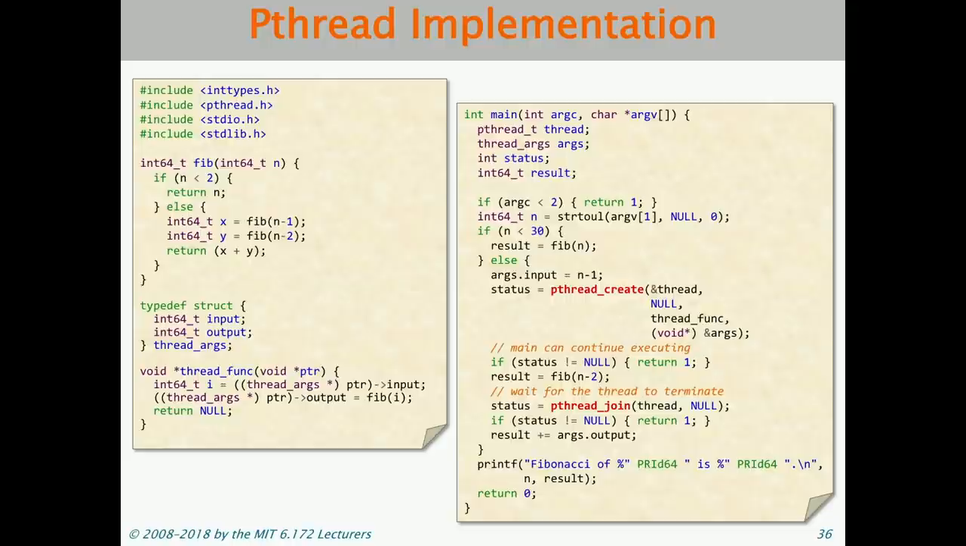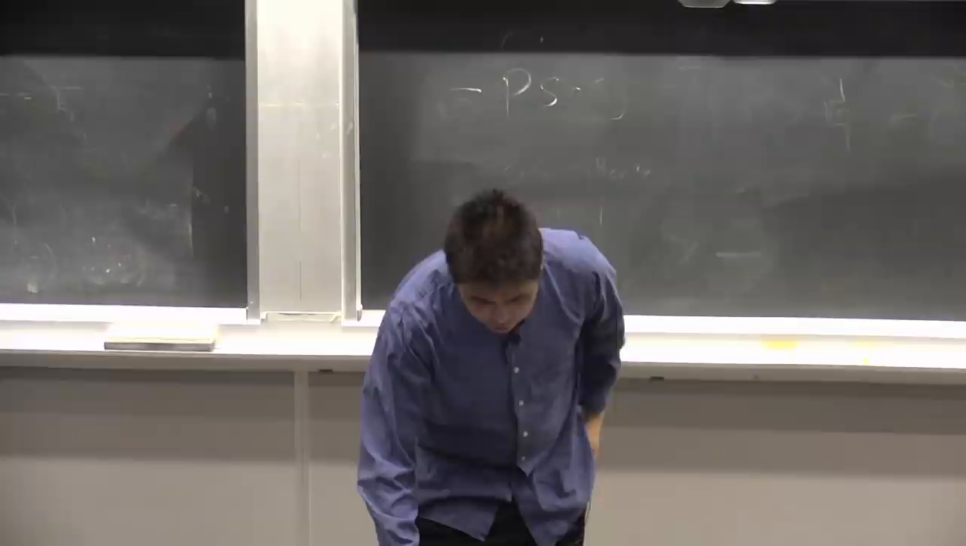Then we have this pthread join, which says we're going to wait until the thread that we created finishes before we move on, because we need to know the result of both of the subcalls before we can finish this function. Once that's done, we first check the status to see if it was successful. If so, then we add the outputs of the argument struct to the result. So args.output will store the output of fib of n minus 1. So that's the pthreads code. Any questions on how this works?